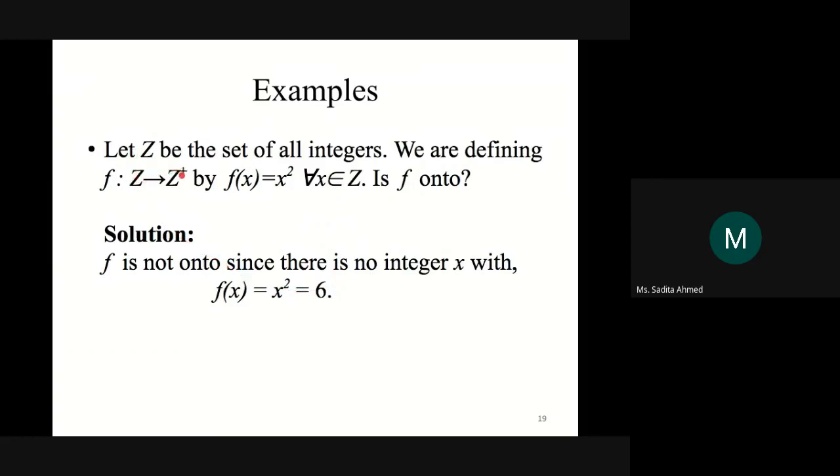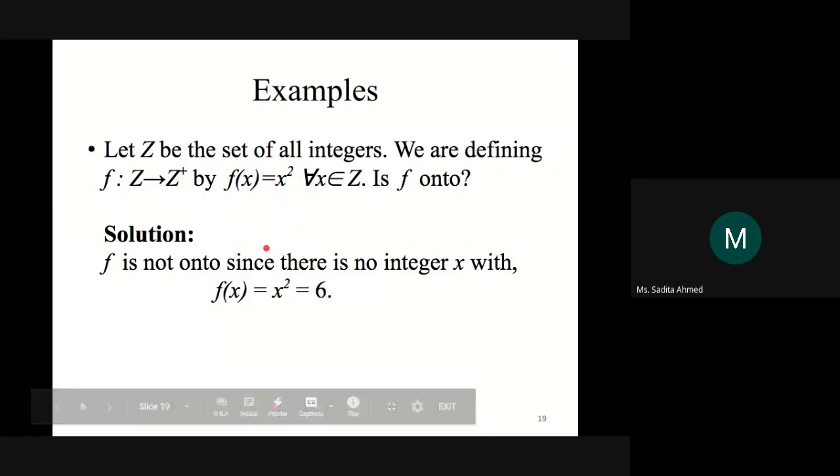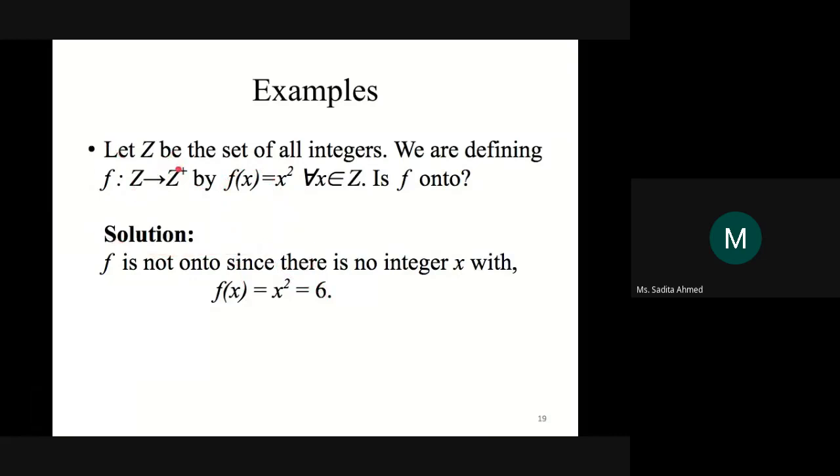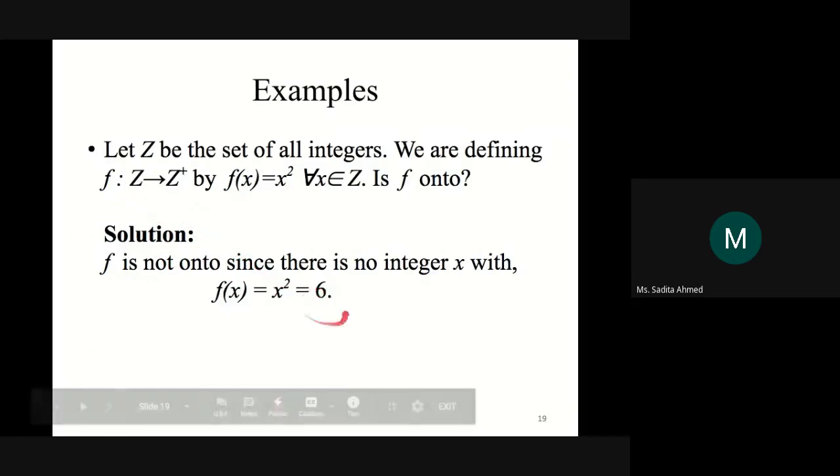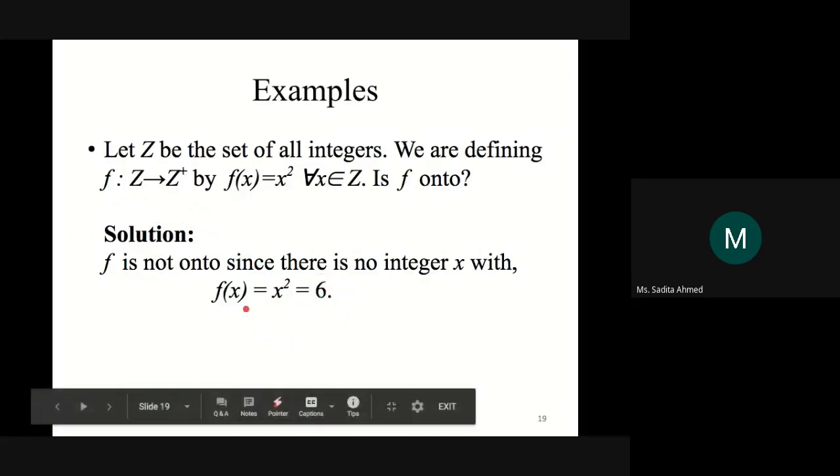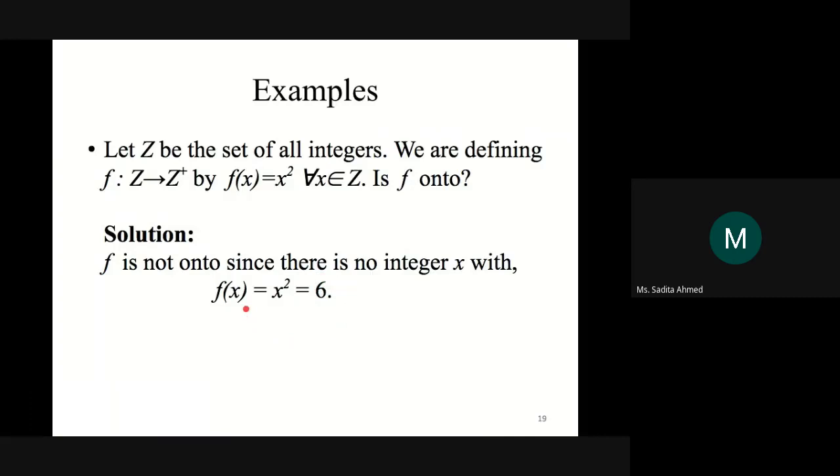Real to real plus, okay? So here, what was the problem originally? From Z to Z plus, what was the problem? The problem was that here, in the codomain, there might be some numbers which you will never get as a result once you square an integer, okay? For example, here, 6, you will never get 6 as a result if you square any integer. The square of any integer will never lead you to 6.